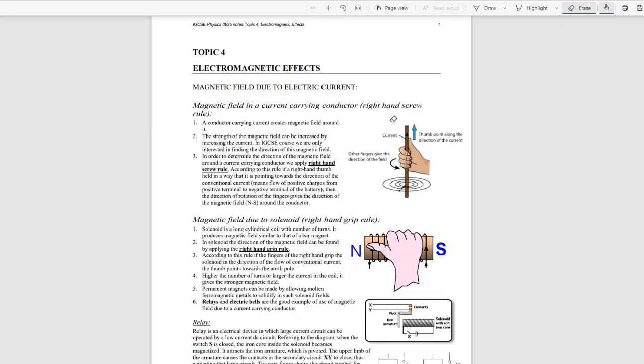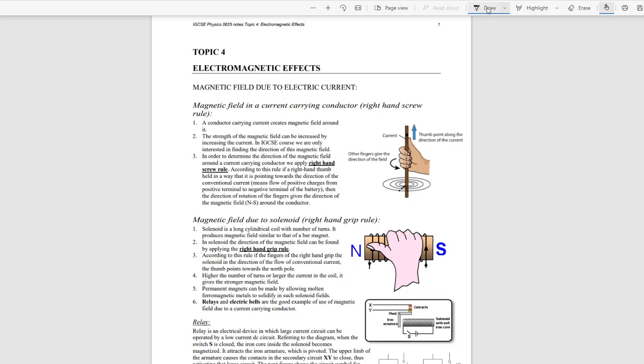And we're going to start with a conductor carrying current creates a magnetic field around it. Just as I said, if anything carries current, we are likely to find a magnetic field around it. And secondly, the strength of the magnetic field can be increased by increasing the current. And in the IGCSE course, which we're currently learning, we are only interested in finding the direction of the magnetic field. So it's quite simple. We have to only find the direction of the magnetic field. We don't want to know anything else.